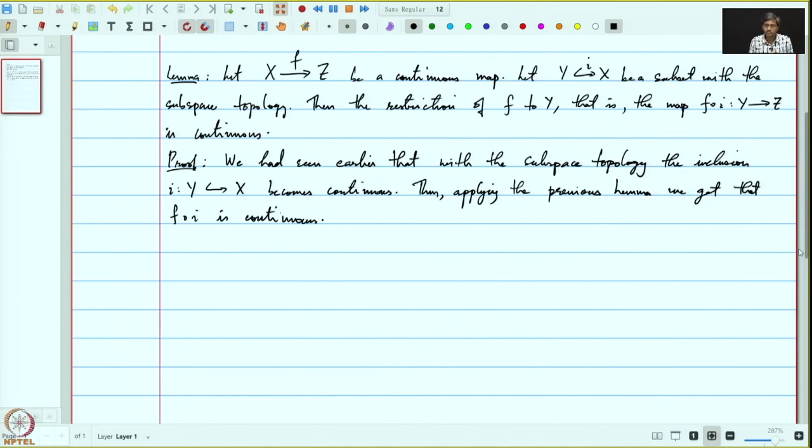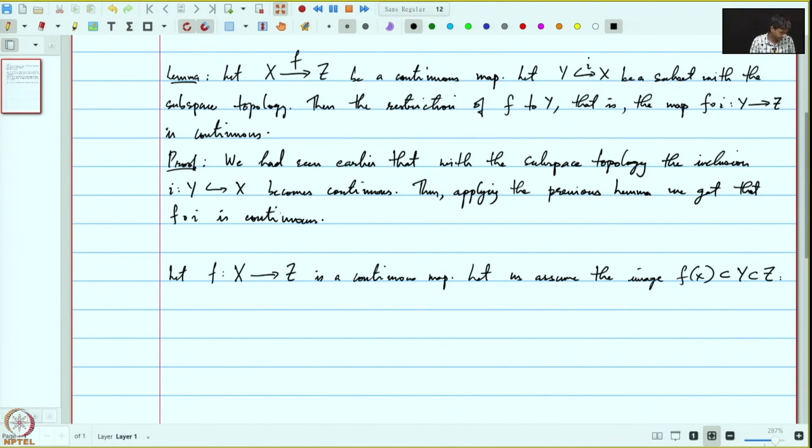In order to prove the next lemma, which is also very important and very basic, we need some notation, so let us introduce that. So here F from X to Z is a continuous map. So let us assume that the image F of X is a subset of Y, which is a subset of Z. Okay? So let I from Y to Z denote the inclusion.